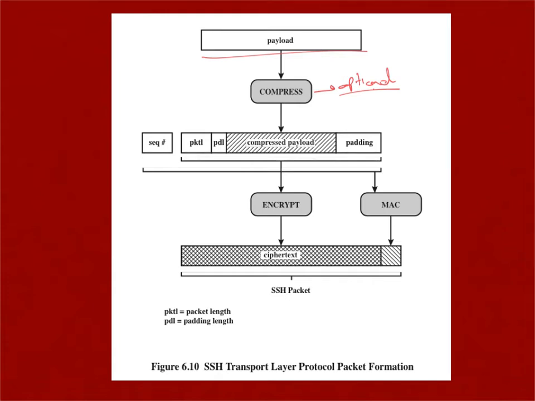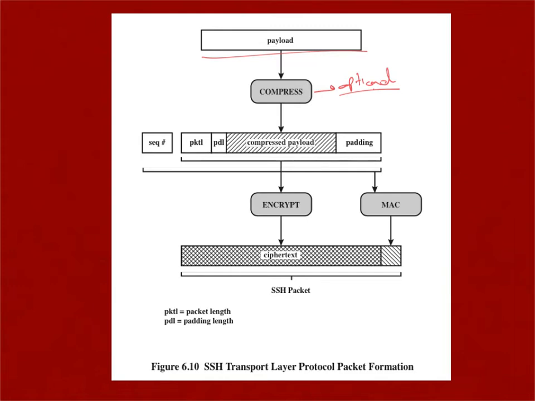Again, why do we use compression? To reduce the complexity, because the encryption complexity is proportional to the size of the block. So if the size of the block is reduced, the complexity of the encryption and the MAC also gets reduced. So it's by choice, okay?